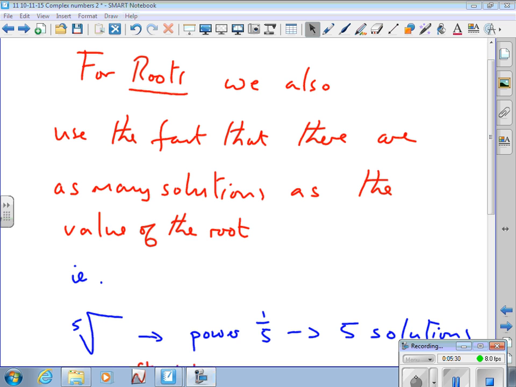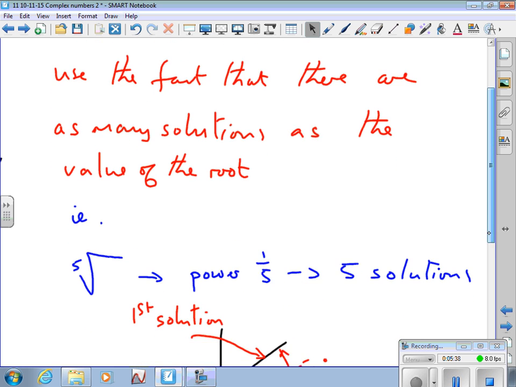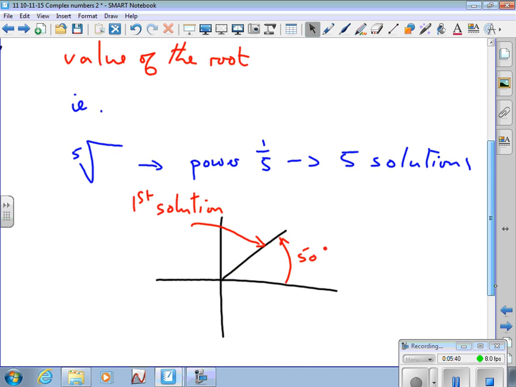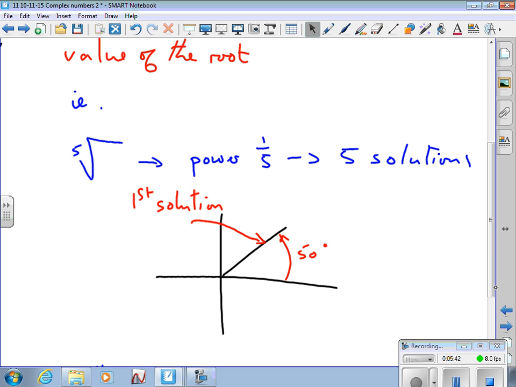So here it is stated, for roots we have the fact that there are as many solutions as the value of the root, so that's the way to remember it. So if I'm after the 5th root, then there's 5 solutions. So first solution is at 50 degrees, and then to get the other ones, I would take my 360 degrees and divide by 5, which would give me 72, and then I just keep adding 72, and then I'll get back round to 50 degrees again if I've done it correctly to get my other angles.